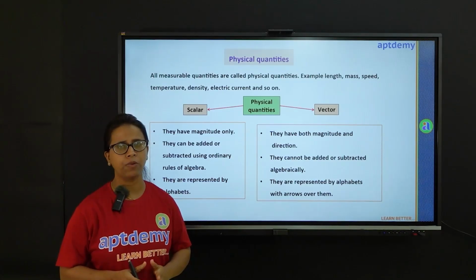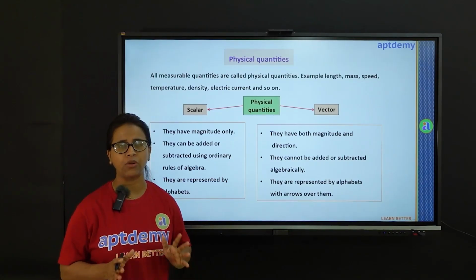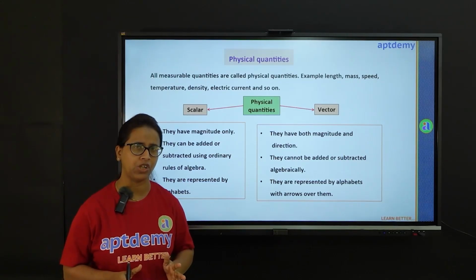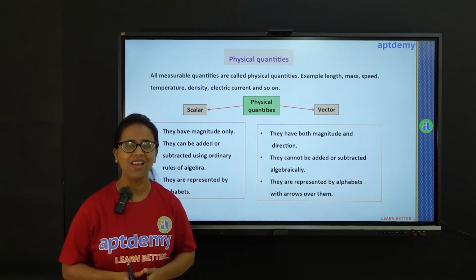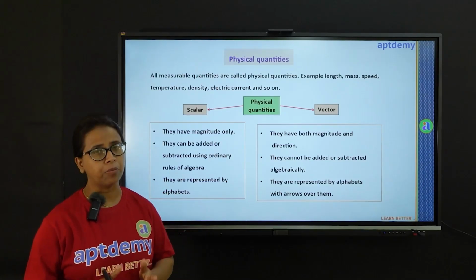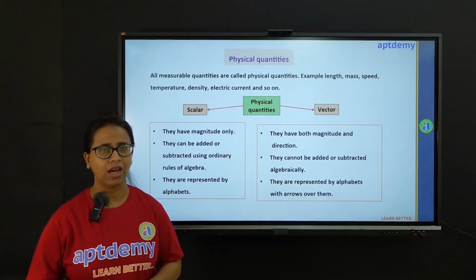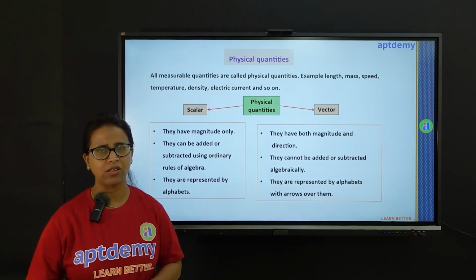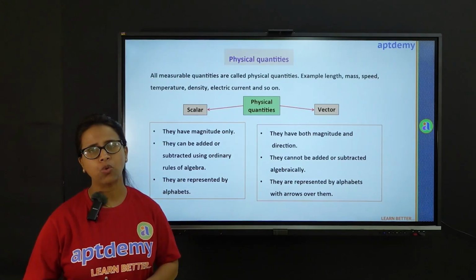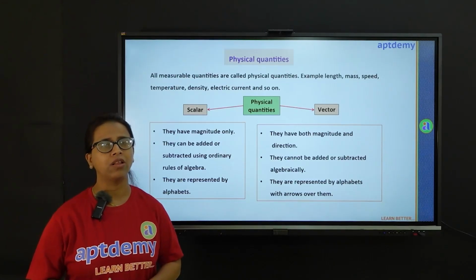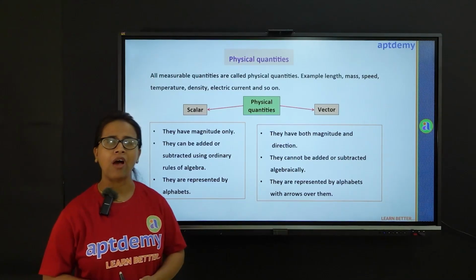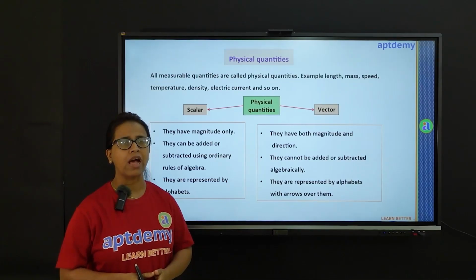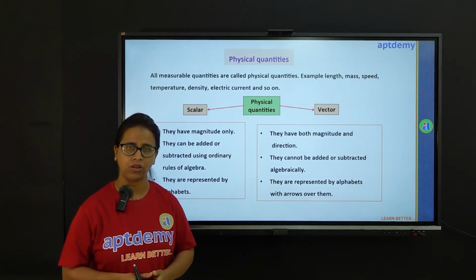Now, all measurable quantities, any quantity that you can think of which can be measured, not talking about love, hatred, etc. But besides that, like mass, length, time, and so on and so forth. There are all such quantities which can be measured. They are called physical quantities. Now, physical quantities have been broadly classified as scalar and vector quantities.